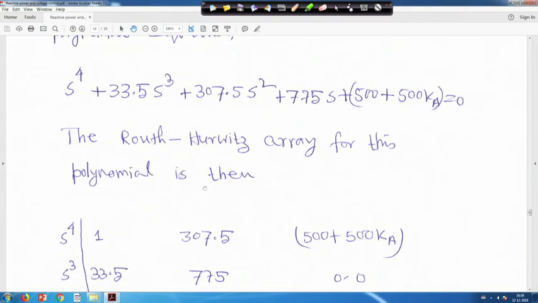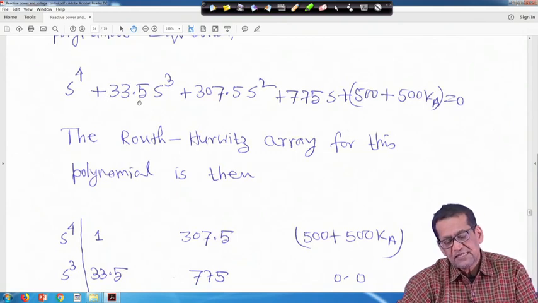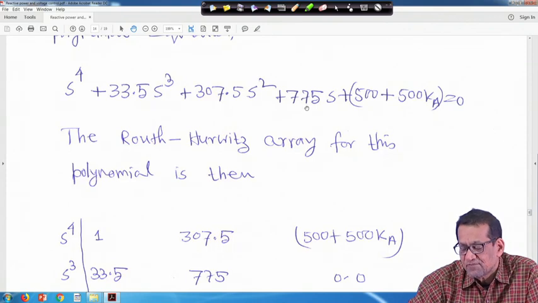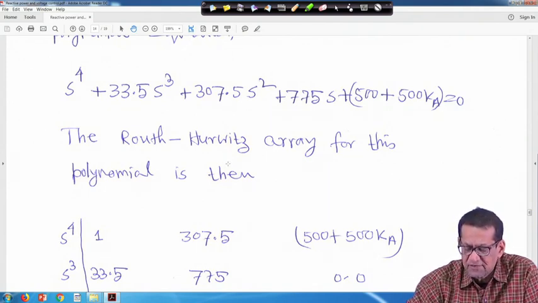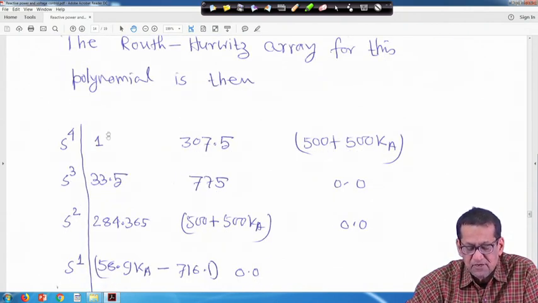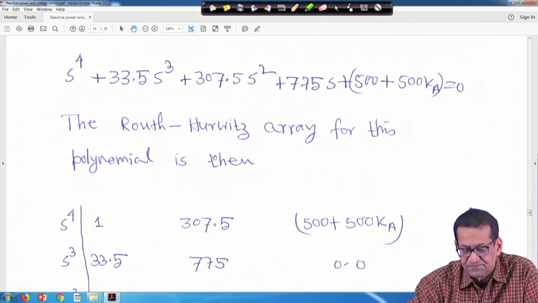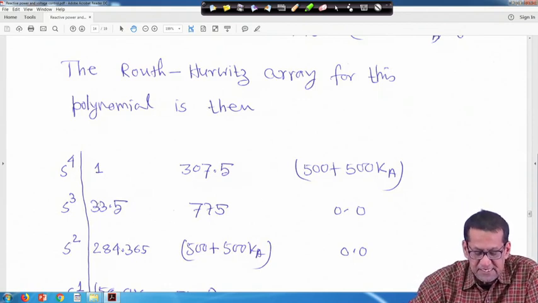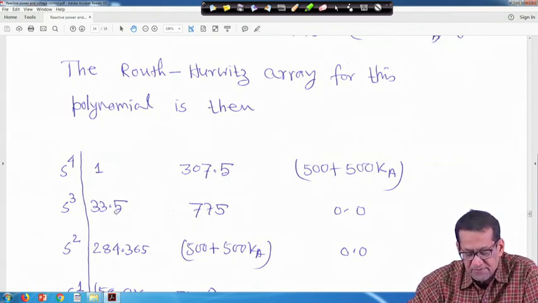So, in that case it will be s to the power 4 plus 33.5 s cube plus 307.5 s square plus 775 s plus 500 plus 500 k is equal to 0. Now, the Routh-Hurwitz array for this polynomial: S4 row, then S square row with 307.5 and, for s to the power 0, 500 plus 500 k. Similarly, the S cube row is 33.5, 775 and 0.